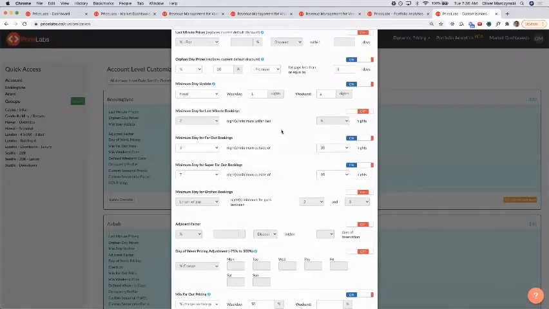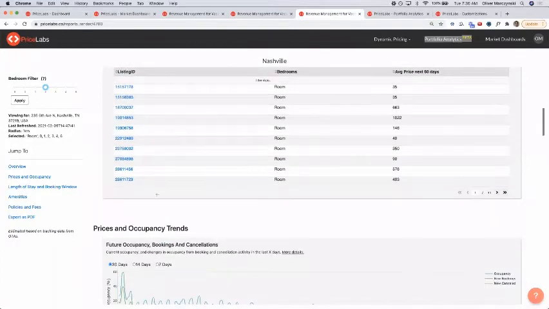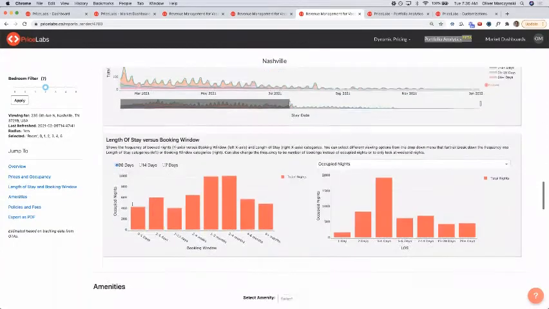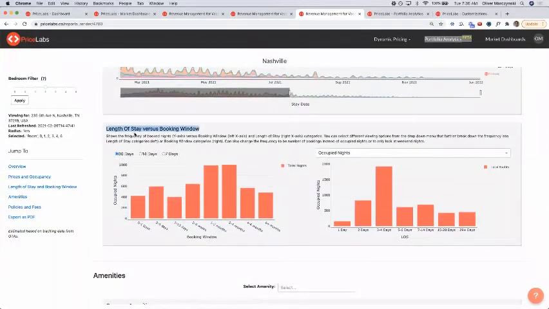Also, people typically book longer stays further out. You can see that in our market dashboards. If we go to length of stay versus booking window, this is where in our charts you can see how far in advance most bookings are coming in. This will let you know, are people even booking a month to 2 months in advance, 4 months in advance, 6 months in advance? Are those bookings coming in?